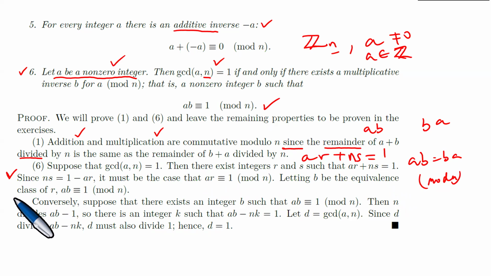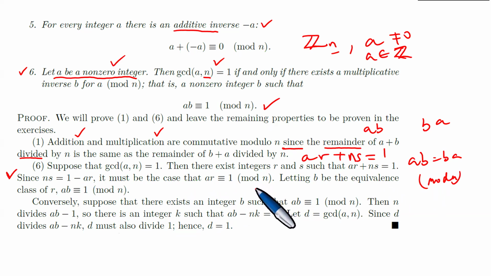Okay, I'm taking a deep breath because I want us to analyze this. Of course, this is true from the division algorithm, but I want us to look at the algebraic manipulation and then say, let's make NS the subject, and therefore NS becomes equal to 1 minus AR. And the author of the book goes on to then say, it must be the case that AR is equivalent to 1 modulo N.